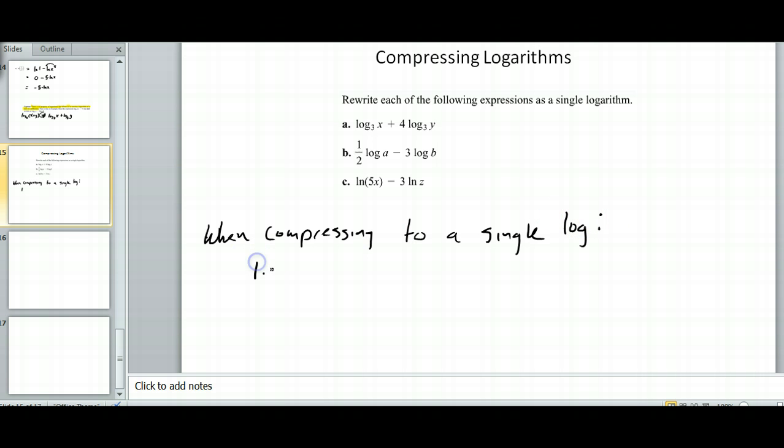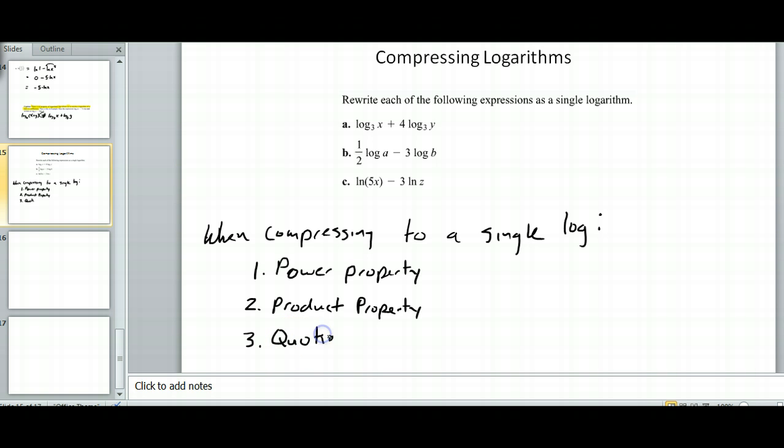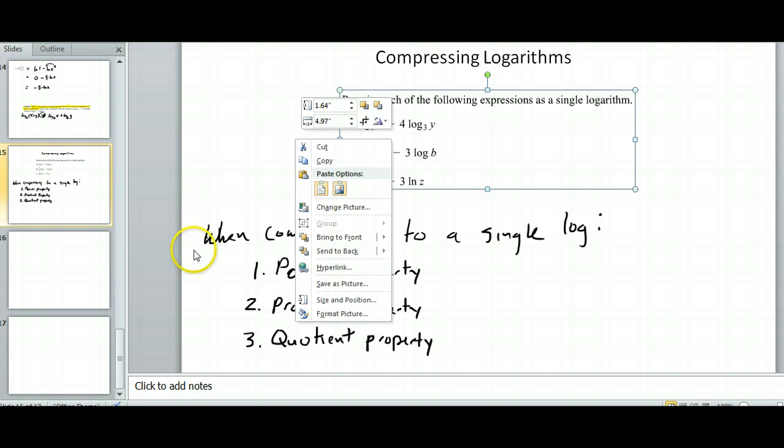start with the power property. Then go to the product property. And then finally go to the quotient property. Alright, and I'll show you what I mean here when I do this. So for part A, let me grab this and put it on the next slide.